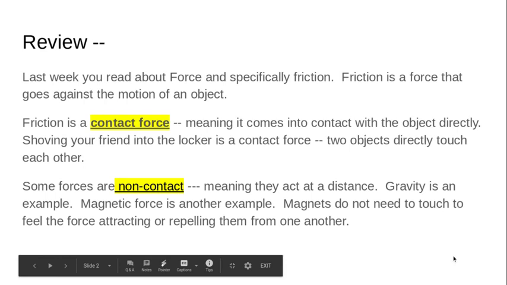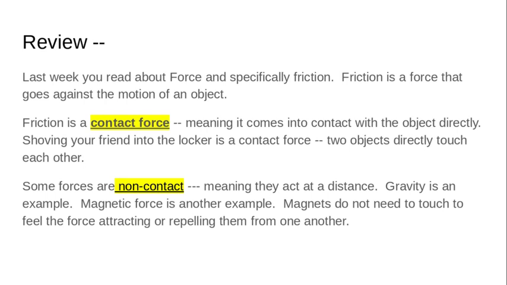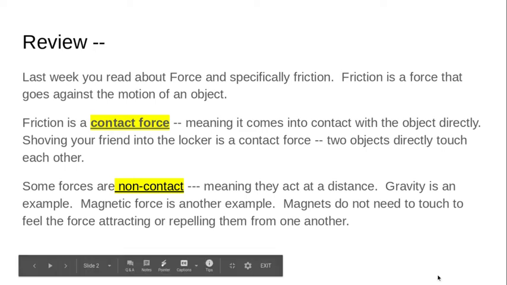So, last week we read about force, and specifically, you did some activities with friction. Remember, friction is a force that goes against the motion of an object. Friction is what we call a contact force, meaning it comes into contact with the object directly. Shoving your friend into the locker would be an example of a contact force where two objects are directly touching each other. So friction will slow an object down because it's going to go against the motion of an object.